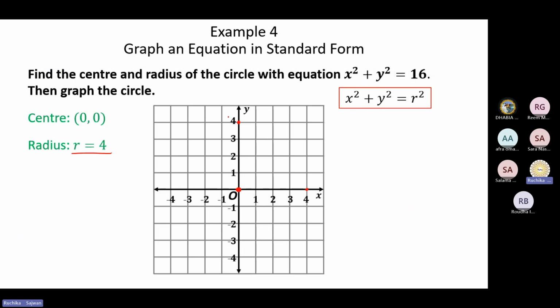Because I know my radius. Look here. So on the y-axis, x is 0. So 0, 4, this point. And on the x-axis, 4, 0. So I will join these 2 points with a circle.